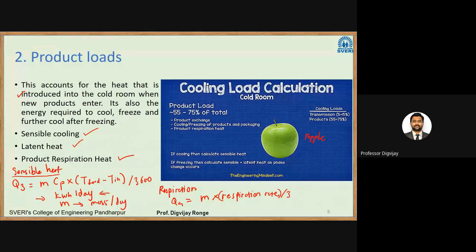And if I divide this by 3600 again, see here again this mass is kg per day. Here it is kg per day or tons per day. So this will again give you the value in kilowatt hour per day.